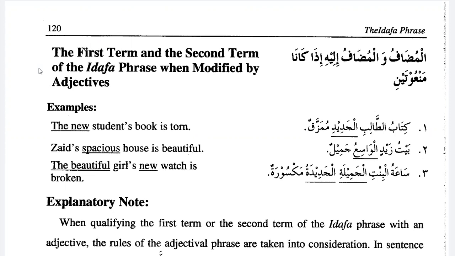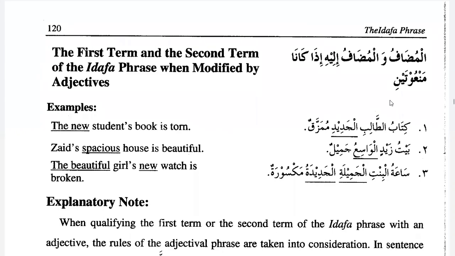Examples: the new student's book is torn. Kitabu talibil jadidi mumazzakun. Zaid's spacious house is beautiful. Baitu Zaidil wasiu jamilun. The beautiful girl's new watch is broken.